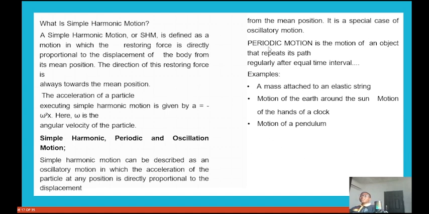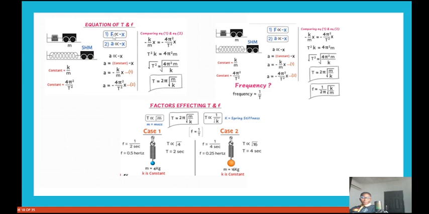It is a special case of oscillatory motion. Periodic motion is the motion of an object that repeats its path. We've explained that. An example is a mass attached to an elastic string. That was what I showed you. Others are the motion of the earth around the sun, the motion of the hands of a clock, or the motion of a pendulum.